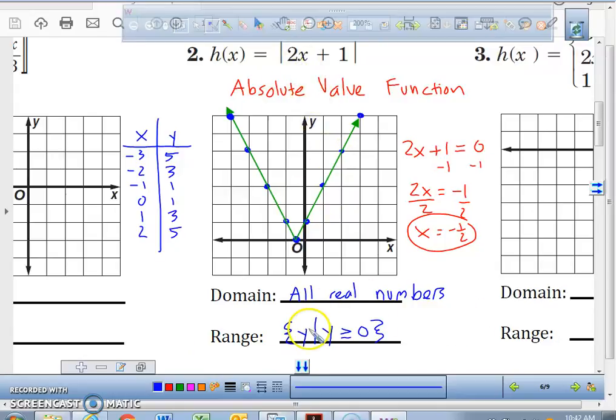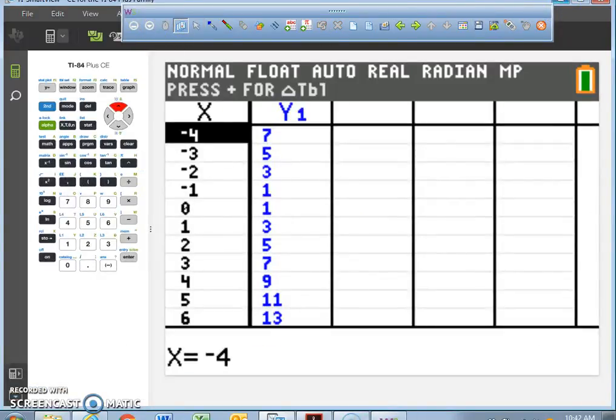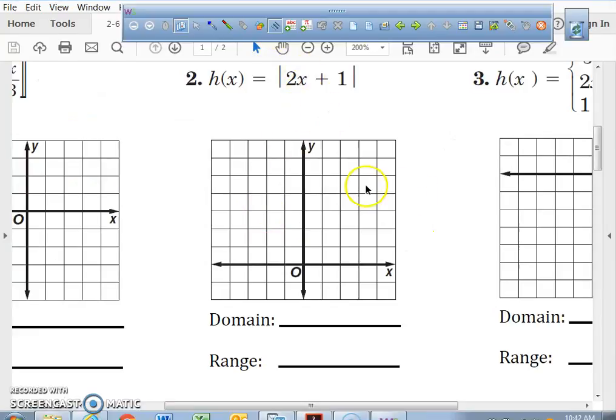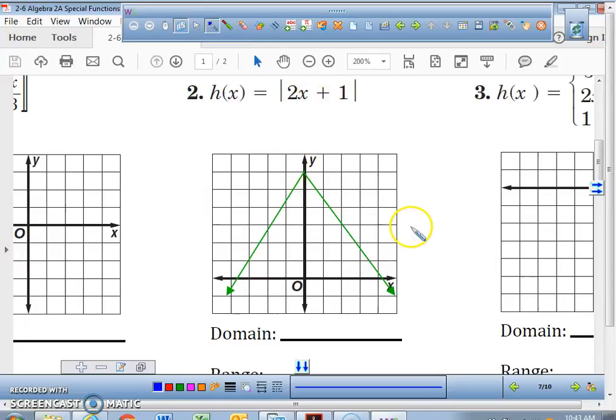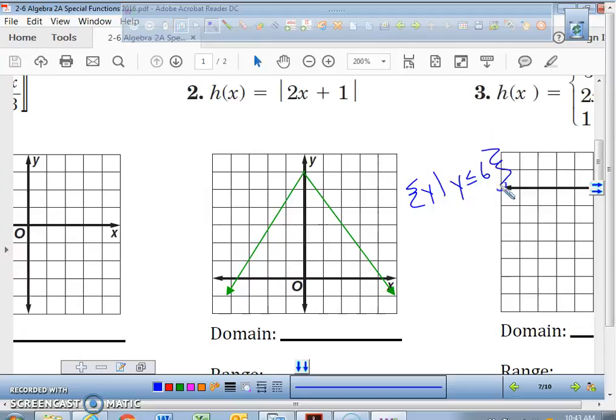So before I move on, let me explain something real quick. Close this down. Okay. If you had a function that was like this, opening down, it's not this function, don't pay attention to that. The domain would still be all real numbers, but the range would be, say the top is at 6, y is less than or equal to 6. So if it's opening down, that means it's going to be less than or equal to. If it's opening up, it means it's going to be greater than or equal to. So if you see one that looks kind of like that, know that you're going to have less than or equal to. Okay?